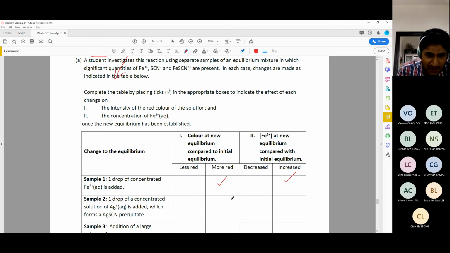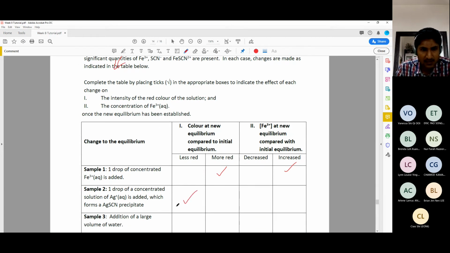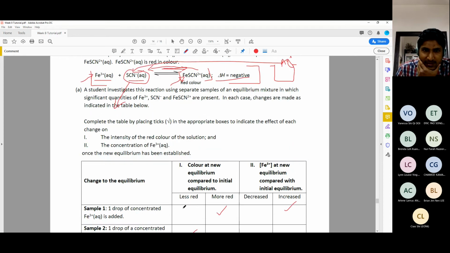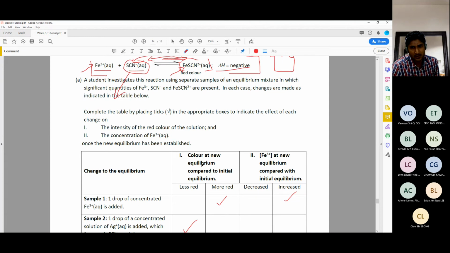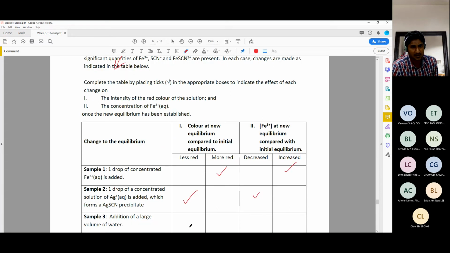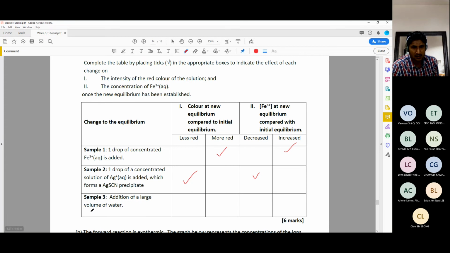The reaction will be less red. So more of this iron thiocyanate will be going to the backward side. When it's going backward, a new equilibrium will be produced. Compared to the initial equilibrium, the iron in the new equilibrium will be decreased. All right. So sample number 3.